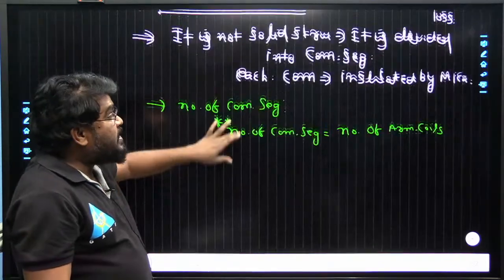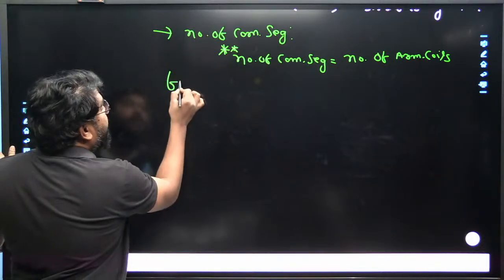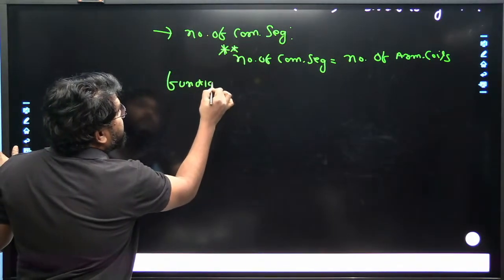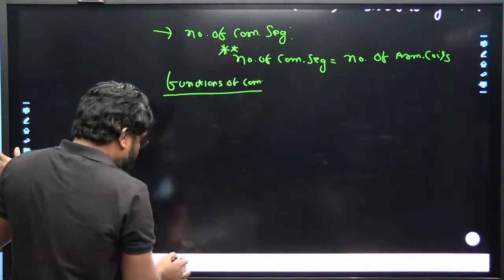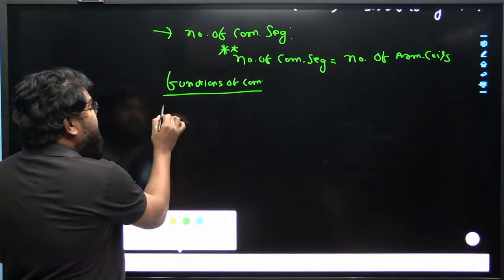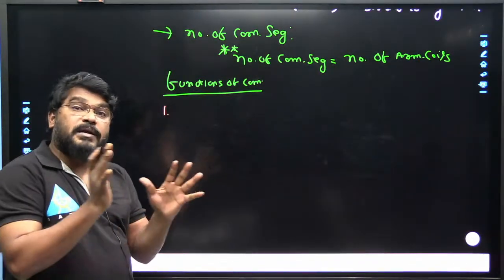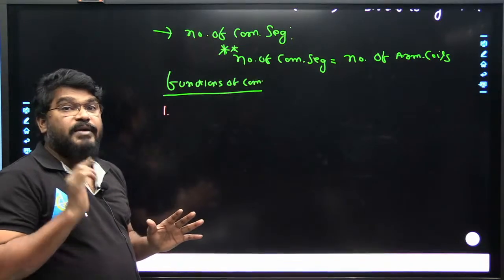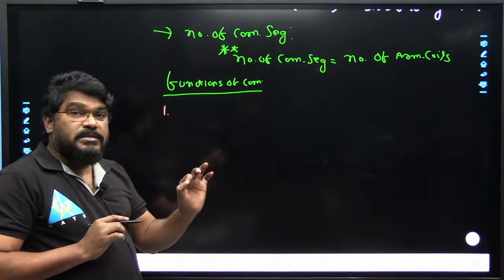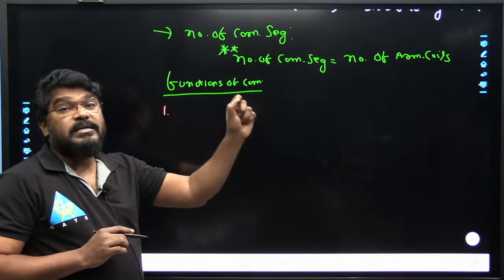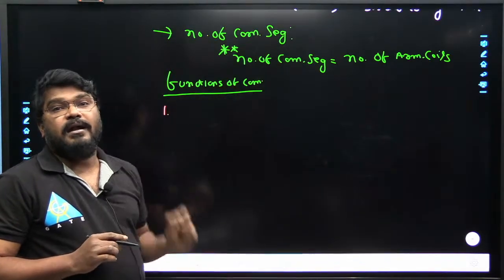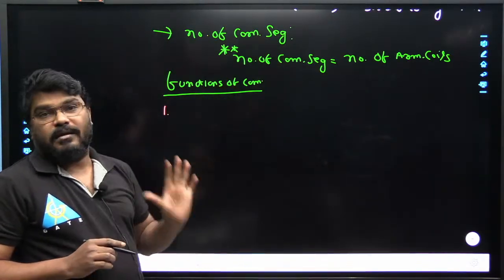Now, what are the functions of the commutator? This is also one of the possible questions. The first function, in case of the generator, as we have already discussed, is that it converts AC current to DC current and acts as a converter.